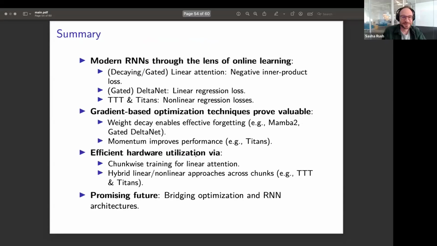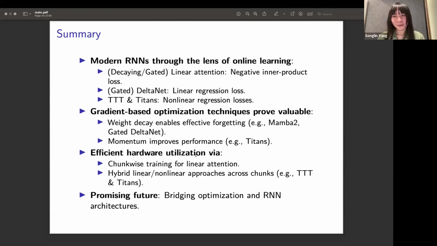Cool. And finally, to summarize, in this talk I framed many modern linear attention models in the framework of online learning. So these models are doing test-time stochastic gradient descent on an online learning objective. For decaying and gated linear attention, they optimize a variant of a dot-product objective. For DeltaNet and Gated DeltaNet, they are optimizing the linear regression loss, and for TTT and Titans, they're optimizing the nonlinear regression loss.